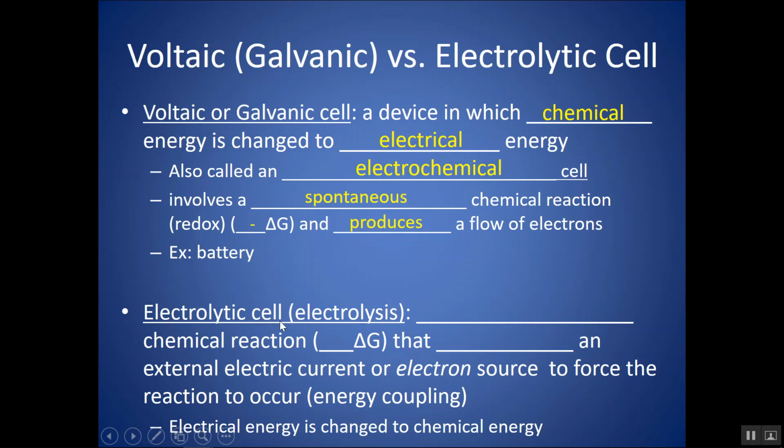Electrolytic cells are also cells that exist. The noun for it is also called electrolysis, and that's where you're taking a non-spontaneous chemical reaction, something that has a delta G that's positive, and you're taking this non-spontaneous reaction and you're forcing it to happen by providing electrical energy. So this is going to require a flow of electrons, some type of plugging it into an electrical outlet or using a battery, and this is where you would take electrical energy and change it into chemical energy, and we will see that in another video.